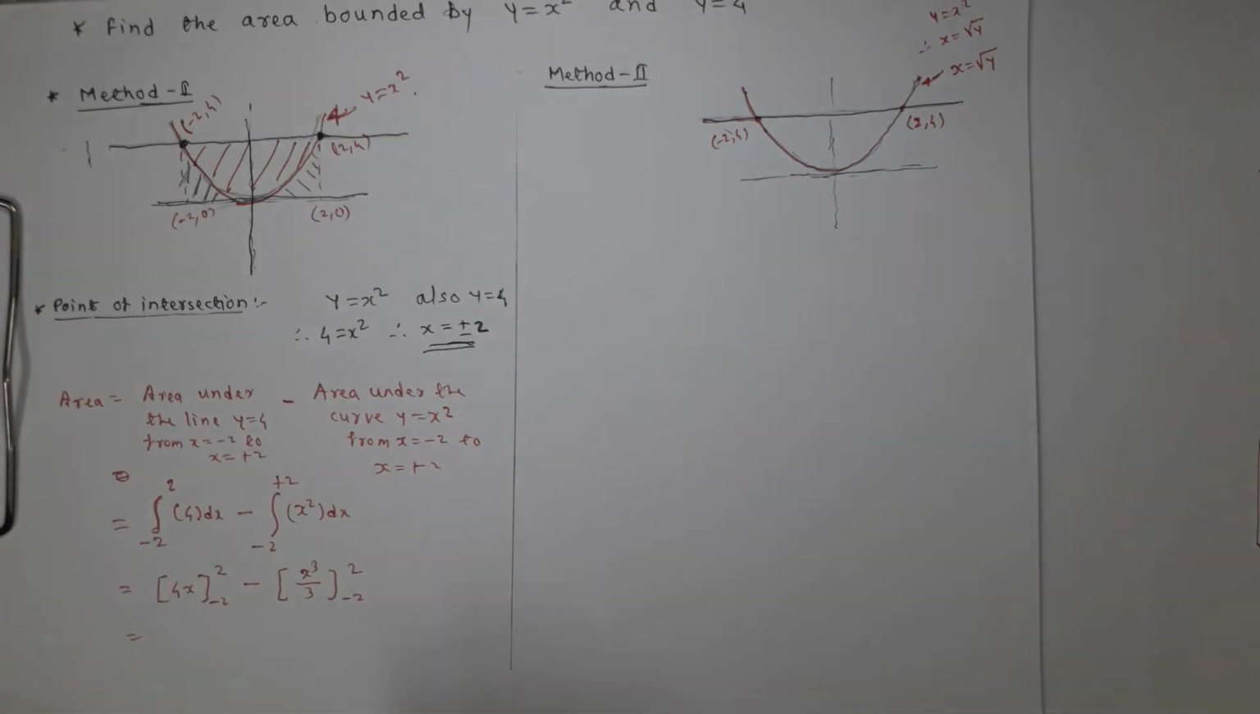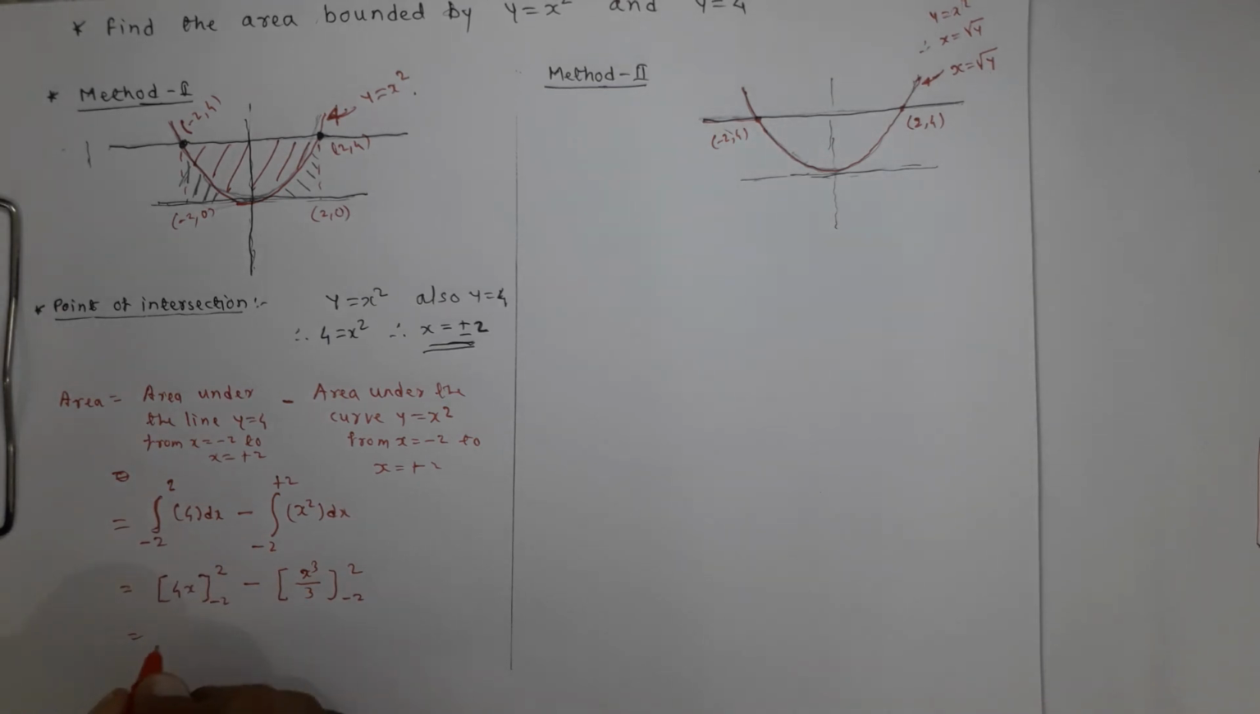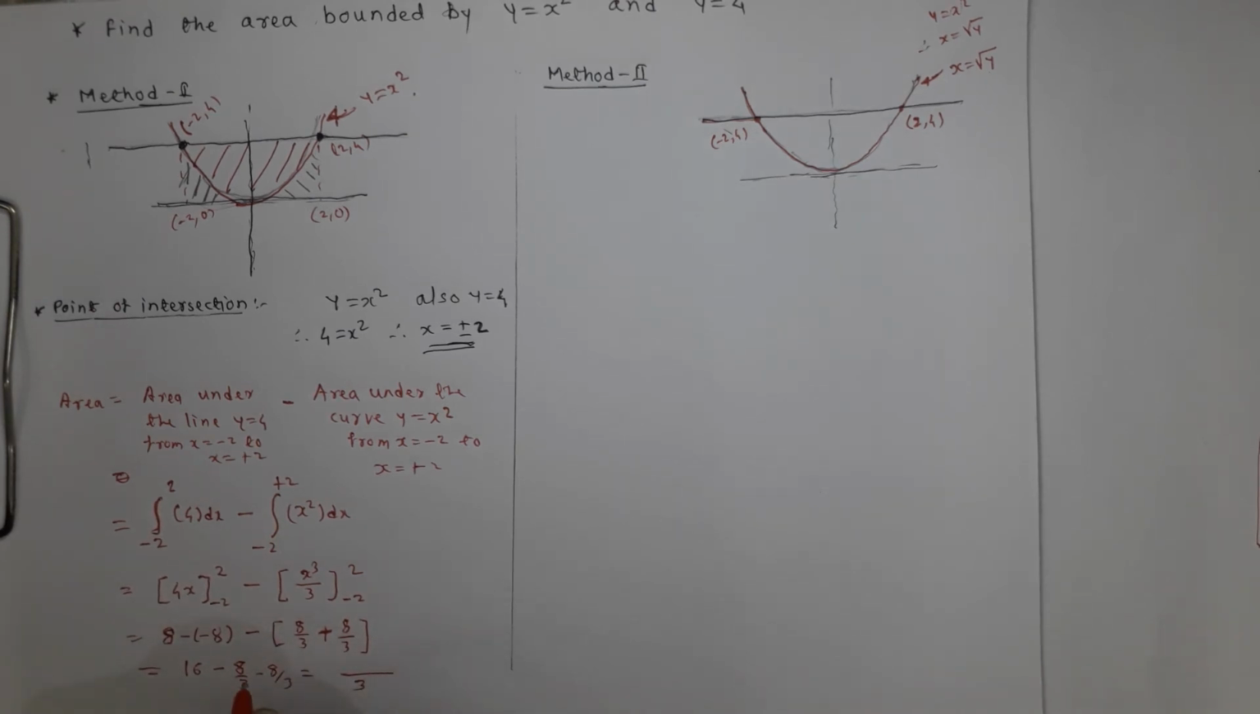So this will be equal to, now 4 into 2 is 8, upper limit minus lower limit, 8 minus minus 8, minus the value of this will be, when I substitute the upper limit it will be 2 cube, 8 by 3 minus, now minus 2 cube is minus 8 by 3, but minus minus will be plus, and this is equal to 8 plus 8 is 16 minus 8 by 3 minus 8 by 3, and this will be equal to, 3 is the LCM, 48 minus 16, the final answer is 32 divided by 3. So area under this curve by this first method is 32 by 3.